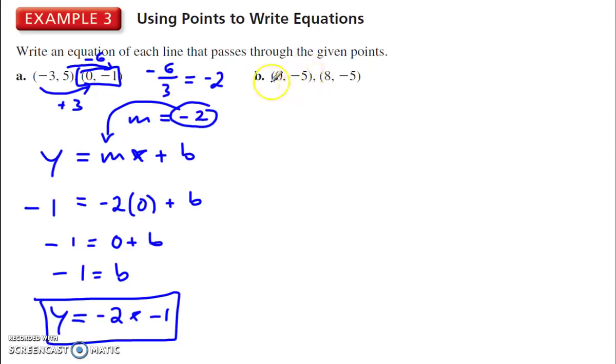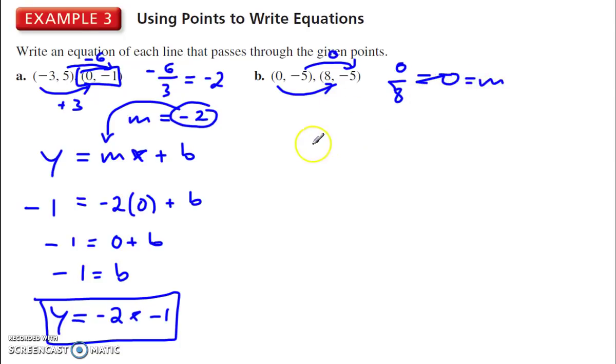Again, start out by finding the slope. Change in y over change in x. Okay, the change in y here is 0. Doesn't matter what the change in x is if the change in y is 0, because 0 divided by anything is 0. So this would be 8, but 0 over 8 is still 0, right? So that's the slope. M is 0.